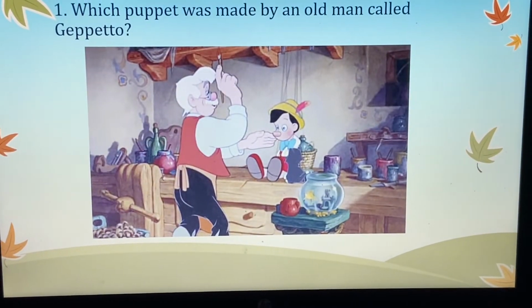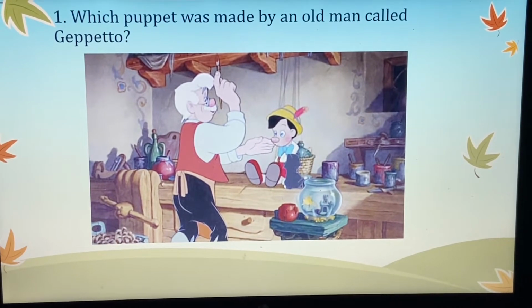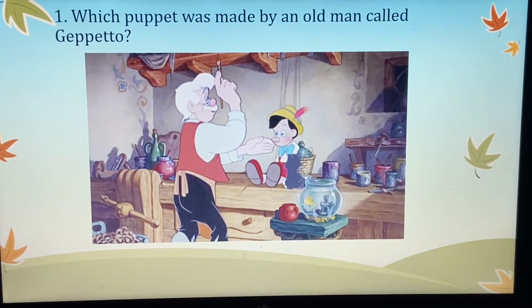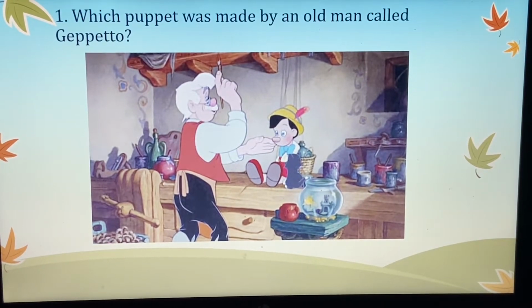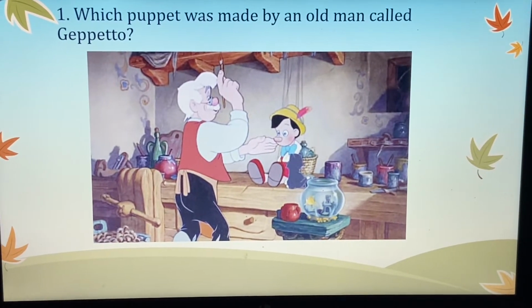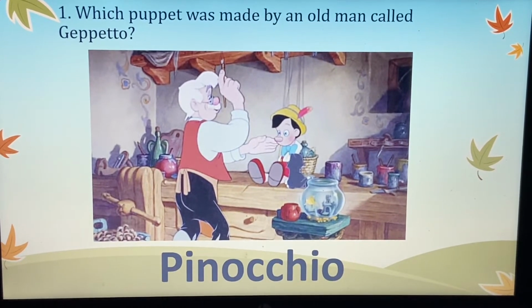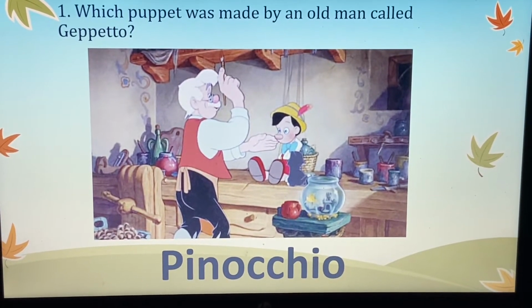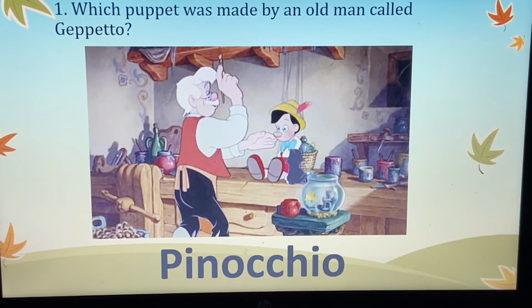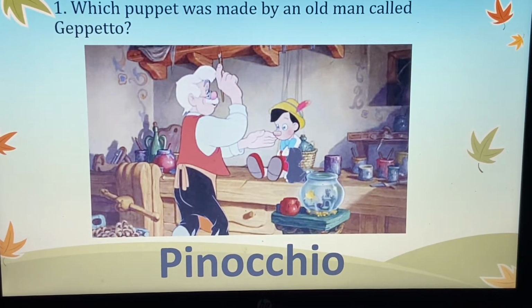In which story was a puppet made by an old man called Geppetto? That's Geppetto. And you know who that is? Let's see the name. That's Pinocchio. Yes, this is correct. Now, let's move further.